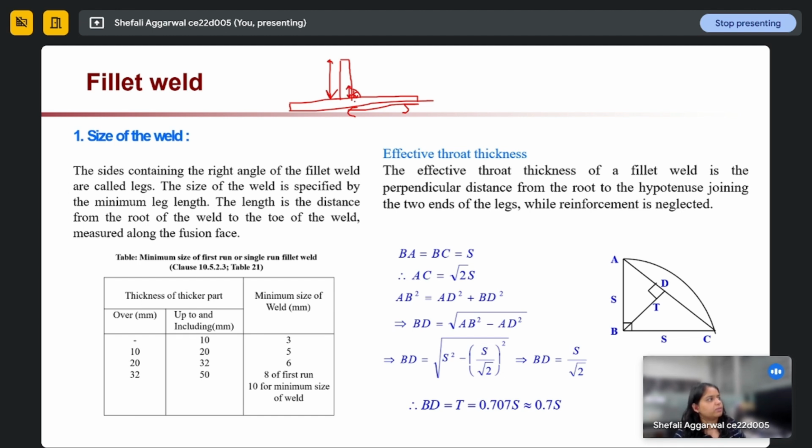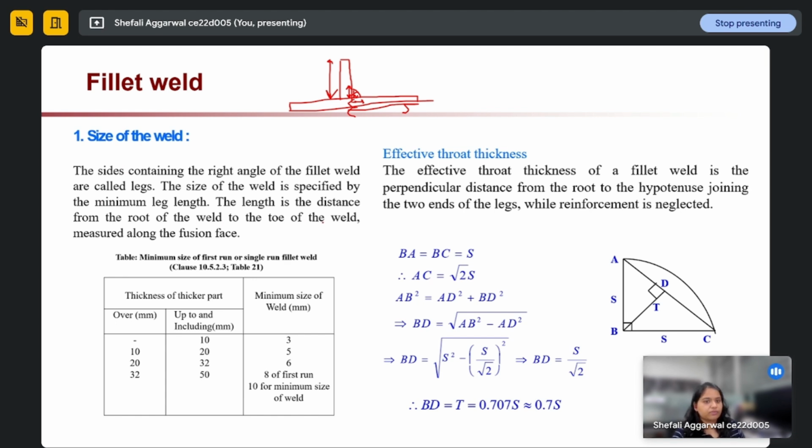The leg length 1 and 2. So minimum of these two are called the size of weld. This is the table given in IS 800. From there, you can get the minimum size of weld. It will depend on the thickness of the thicker part. So this is normally what is called the leg of our weld. So minimum of these two will be called the size of our weld.